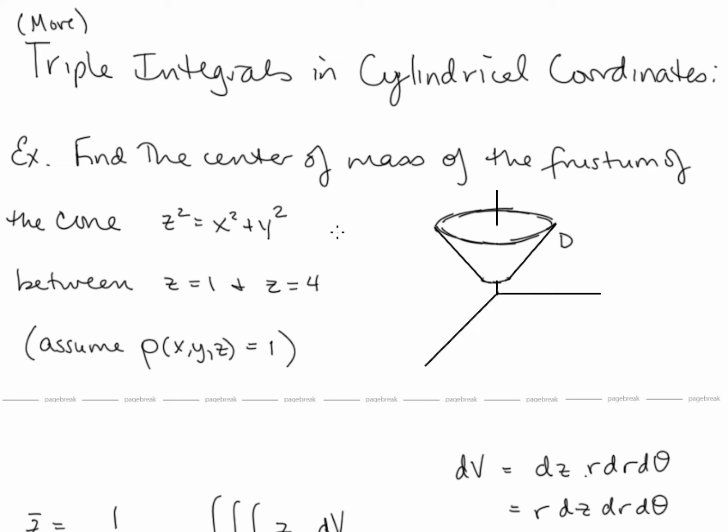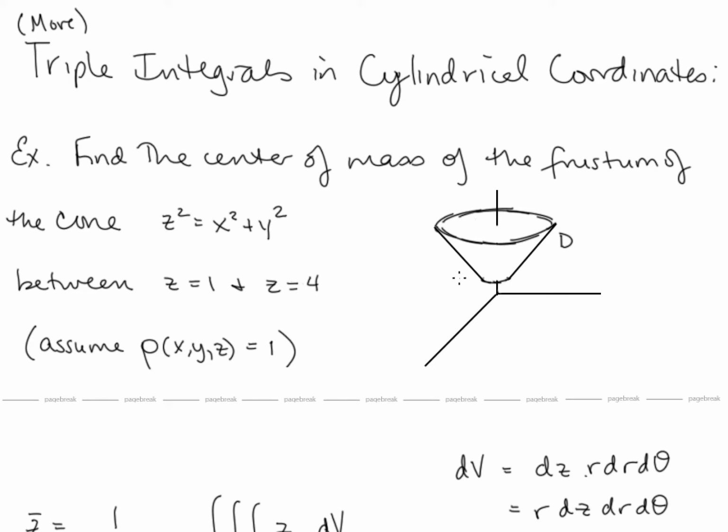And notice here, they're not giving us the density function, so we could assume that the density is constant and equal to 1. So we're talking about the part of the cone we have here between z equals 1 and z equals 4. And we're looking for the center of mass. Now, by the symmetry in x and y around the z-axis, we can guess that the x and y coordinates of the center of mass are going to be 0. But what's that z coordinate going to be? That's what we really want to find out.